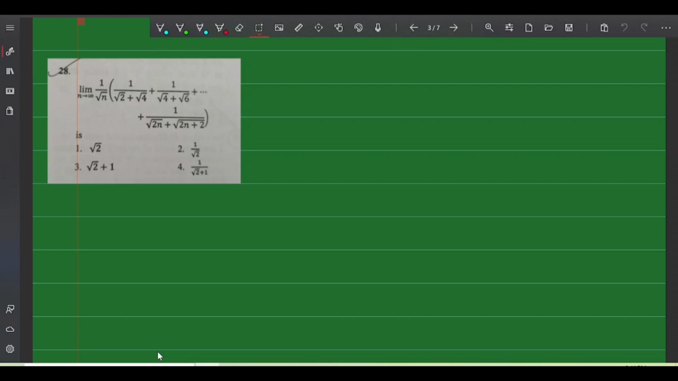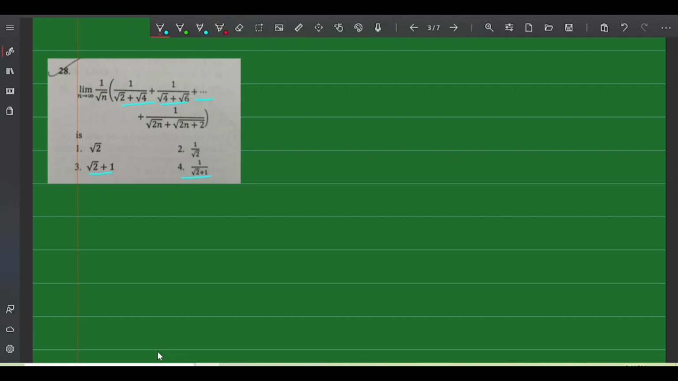Limit n tends to infinity of 1 by root n into (1 by (root 2 plus root 4) plus 1 by (root 4 plus root 6) plus etc. plus 1 by (root 2n plus root (2n plus 2))). What are the options? Root 2, 1 by root 2, root 2 plus 1, 1 by (root 2 plus 1).